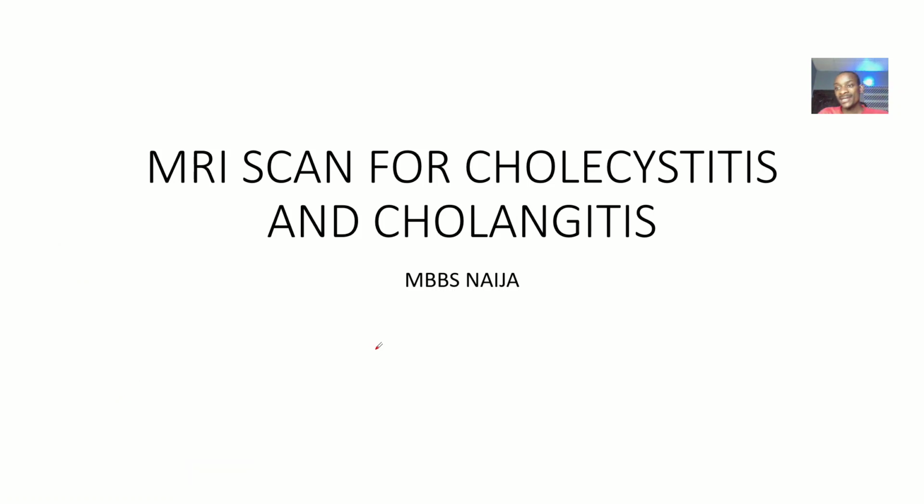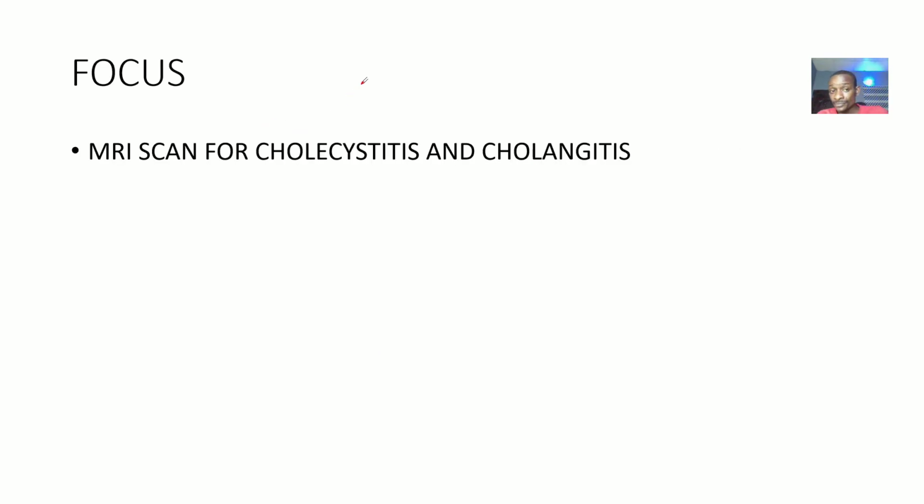In trying to establish or confirm that a patient has cholecystitis, that's inflammation of the gallbladder, or cholangitis, that's inflammation of the bile ducts, you might want to do some things to confirm 100% that these disease conditions actually exist. So you opt for imaging. You could do the ultrasound, you could do the CT scan, and another type of imaging that you could do is the MRI scan.